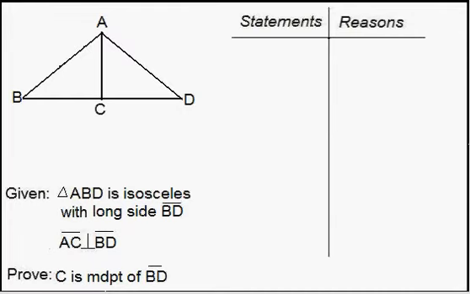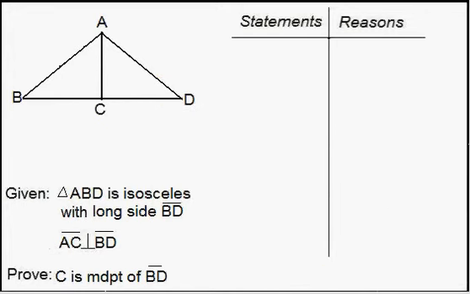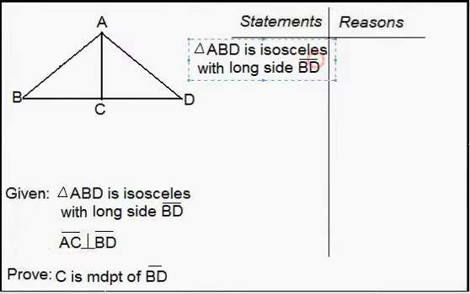And before we get started with the proof, let's just be reminded of what an isosceles triangle is. An isosceles triangle is a triangle with two congruent sides. So this here says that triangle ABD is an isosceles triangle with a long side BD. So this side and this side are congruent to each other, and this is the long side. Okay, ABD is an isosceles triangle.